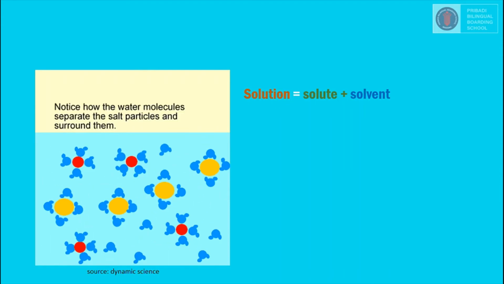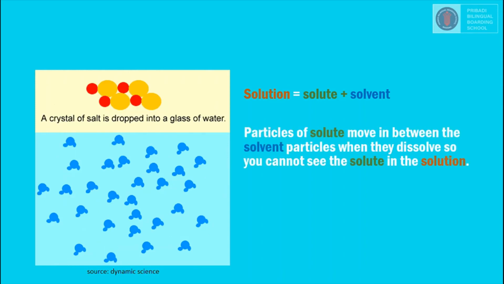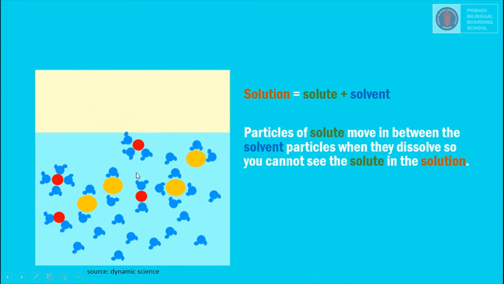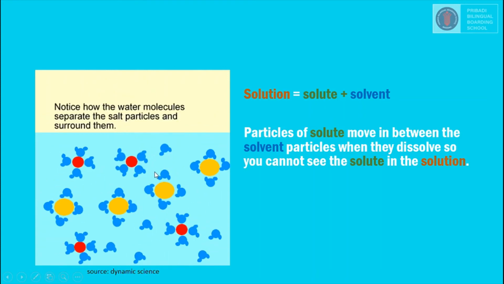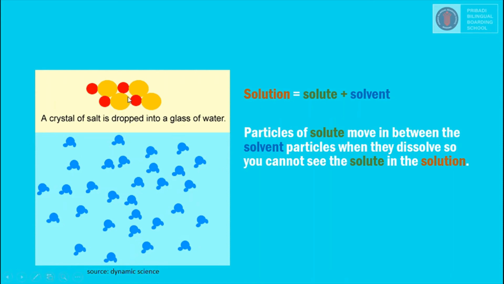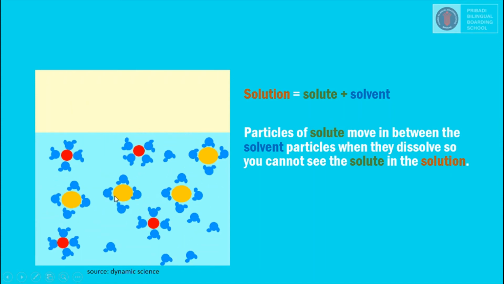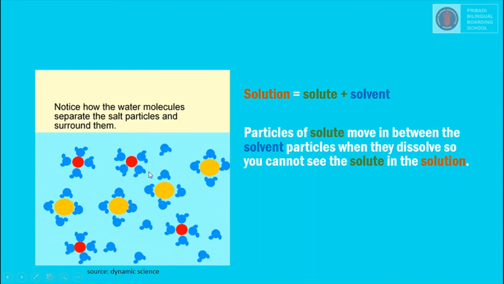For example, like on the left side of the picture, the particles of solute move in between the solvent particles when they dissolve, so you cannot see the solute in the solution. This is an example of the particles of salt when they are dropped into a glass of water. So the particles move in between the solvent.